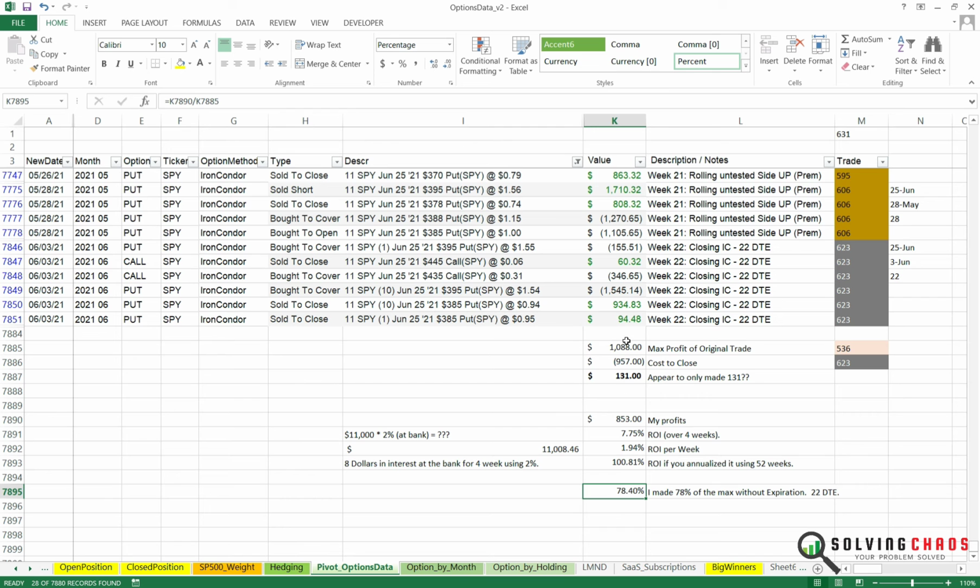I ended up doing something different by adjusting my contract and then collected more premium because I sort of predicted that it was going to stay in the range. So what I ended up doing was I definitely boosted my return by doing something like this.